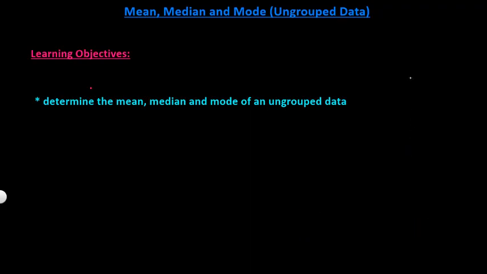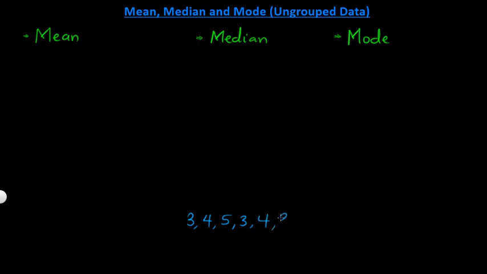In this tutorial, the concept of mean, median, and mode is what we are looking at. So let's say we have this data set: 3, 4, 5, 3, 4, 3, 6, and 7. We want to talk about the mean, the median, and the mode of this data set.